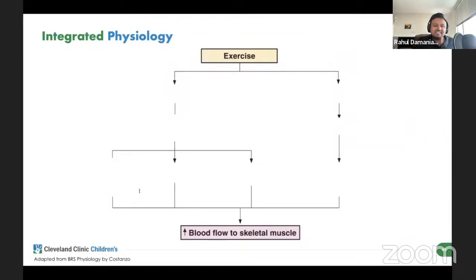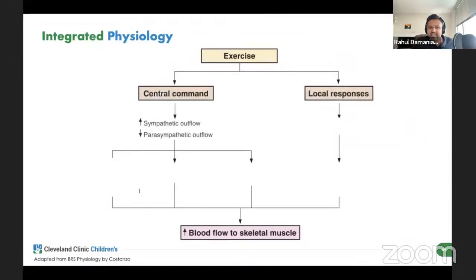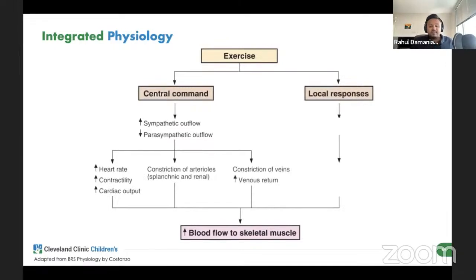So, last concept of the day, exercise: you have central and local responses. Central responses are all about high sympathetic, high heart rate, high contractility, high cardiac output. You're also going to have constriction of the gut vessels, and you are going to have increased venous return because you're going to constrict the veins and increase the amount of preload going to the heart. The local responses, that's exactly what we were talking about, right at the muscle level.